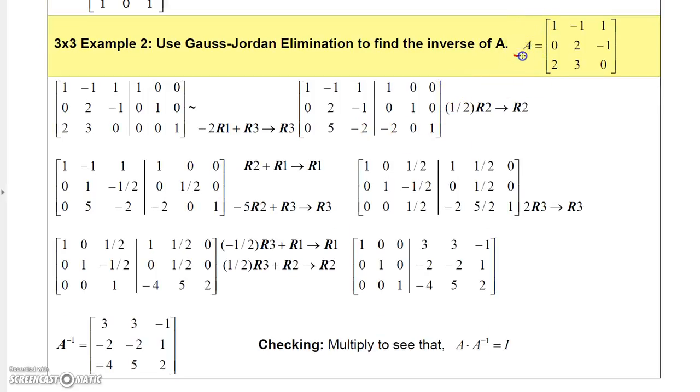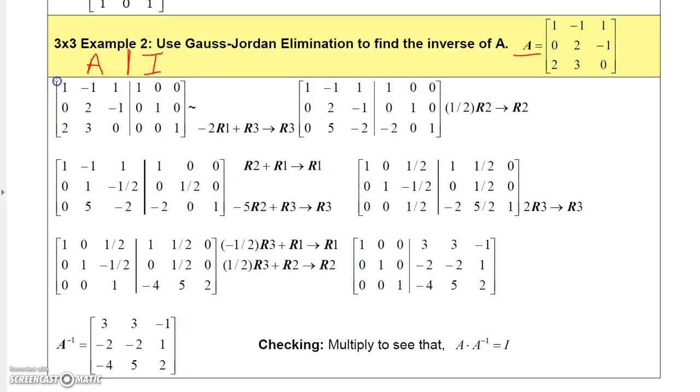You want to find the inverse of this 3 by 3 matrix. Remember, it's got to be square for it to have an inverse. So I'm going to take this 3 by 3 matrix. Now, so here's the matrix A, right? And I'm going to augment that matrix with the identity matrix of the same size. So now I've got to use a 3 by 3 identity matrix.